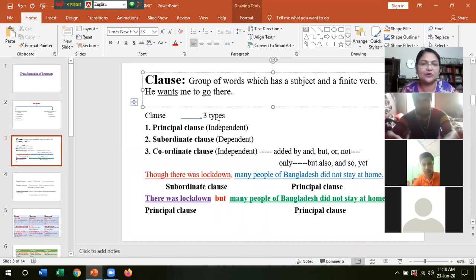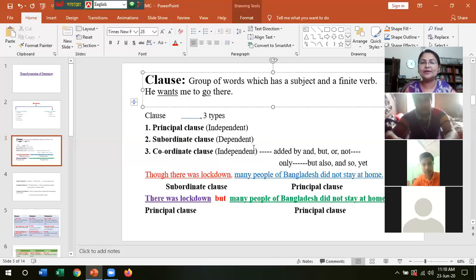Again, clause is of three types. There are three types of clause. One is principal clause, that is independent. It does not depend on anybody. Number two, subordinate clause. It is dependent. It depends on other. And number three, coordinate clause, that is independent.